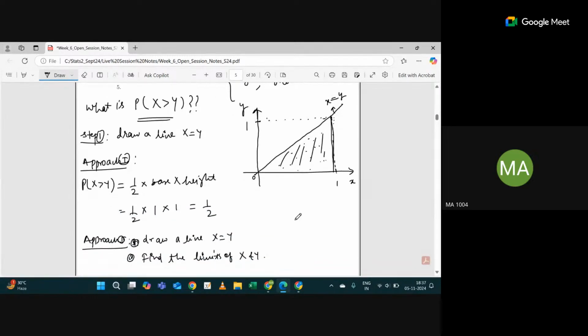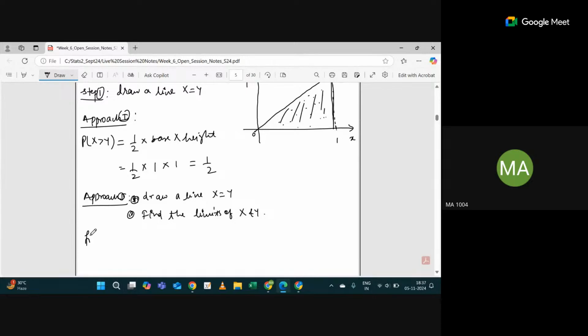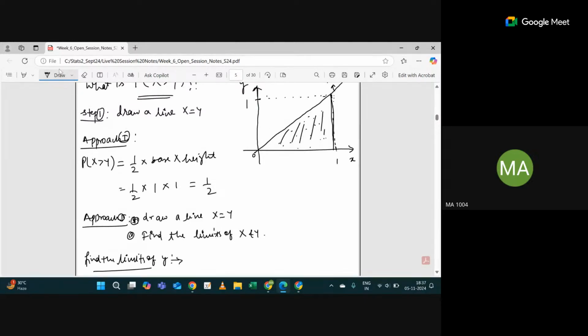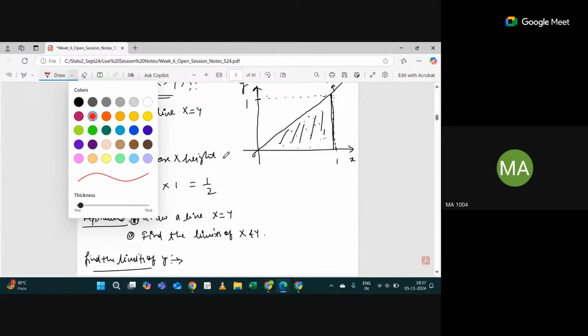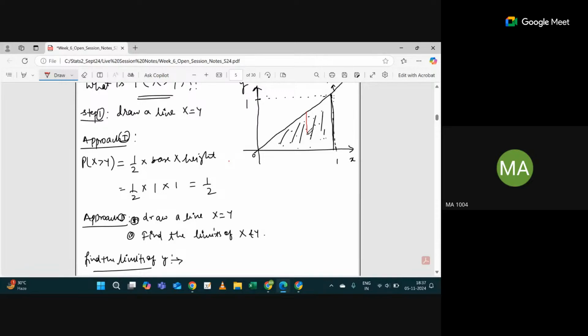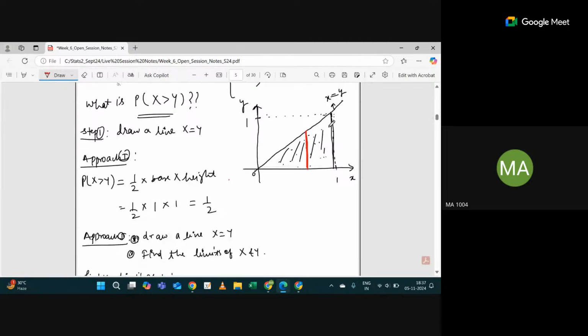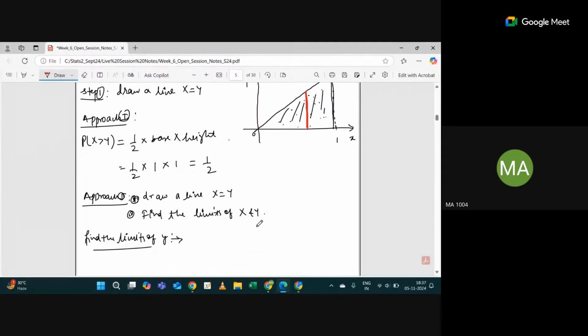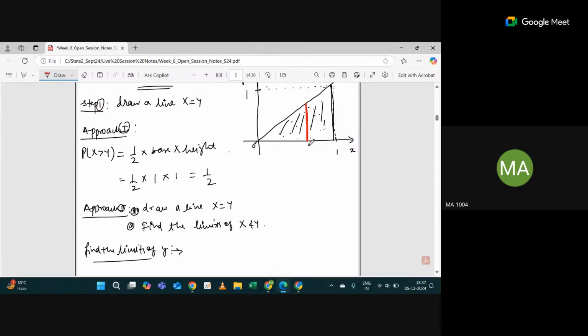Okay. So let's say first I will start with finding the limits of y. To find the limit of y, just draw a parallel line to the y-axis in the given region. If you draw a parallel line to the y-axis, let's say this red line here or somewhere else, what will be the limit of y? This parallel line is going from where to where? What will be the limit of y at the x-axis? 0, right? At the x-axis the limit of y will be 0.